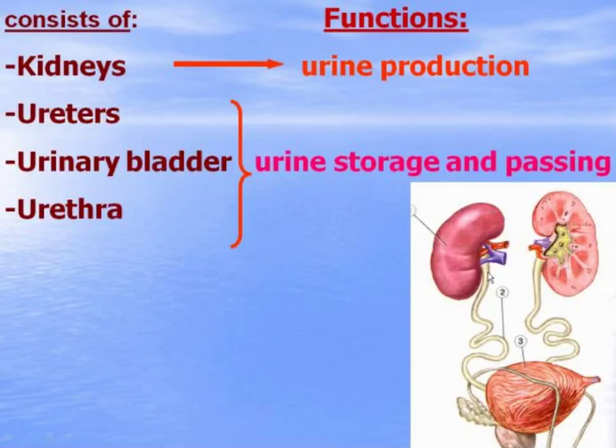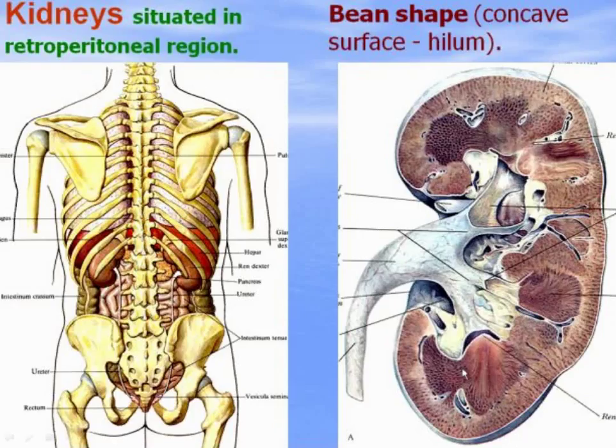Kidney, ureters, bladder and urethra are somewhere here. The kidney is situated in the retroperitoneal region. Ureters. The kidney is bean-shaped, concave, with a hilus.